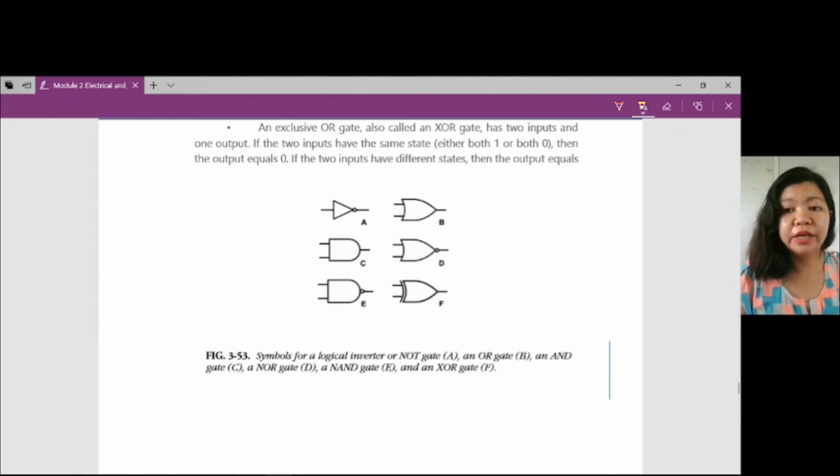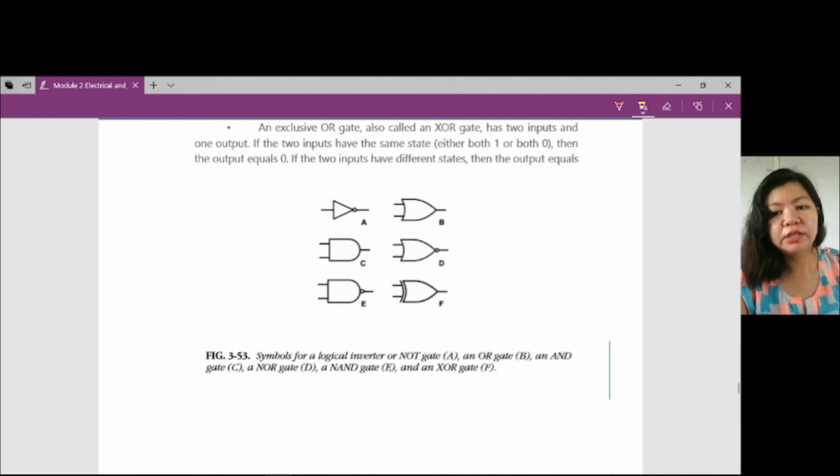So we also have this, what we call an exclusive OR or XOR gate. So an XOR gate has 2 inputs and 1 output naman. So if 2 inputs have the same states, then the output equals 0. So kung both 1 siya, 0 ang output. If both 0, then 0 ang output. So siya ay nag-1 lang kapag magkaiba yung values ng input mo.